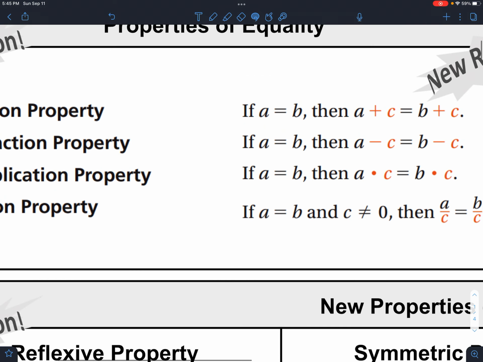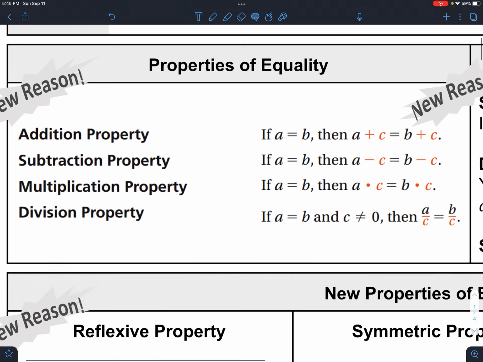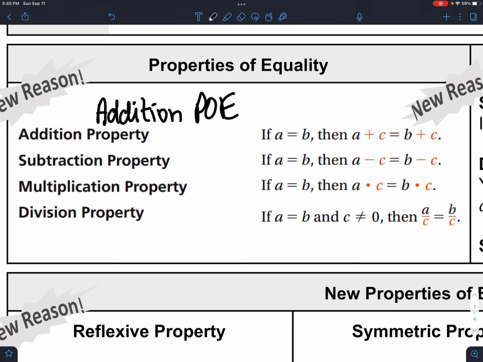Like if A is B, then you can add C to both sides. And that's the addition property. We will refer to that as addition POE. That just stands for property of equality. So it's not just saying like addition. It's saying you can add stuff to both sides. There's a difference. One's more of a reason, to actually prove something. You can't just say addition. So you really will need that property of equality part.